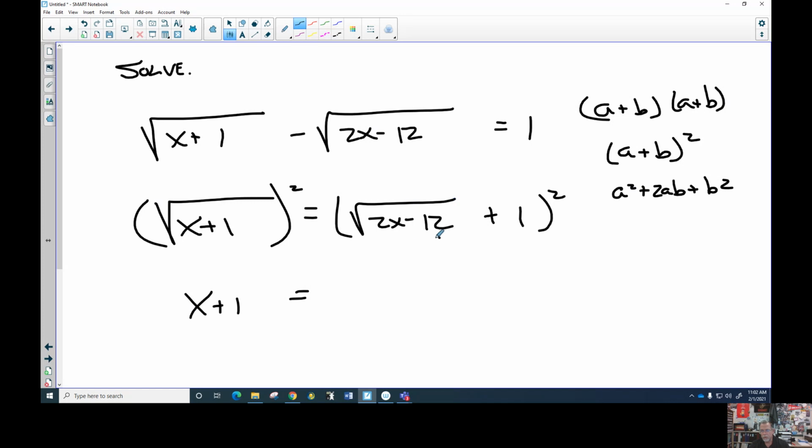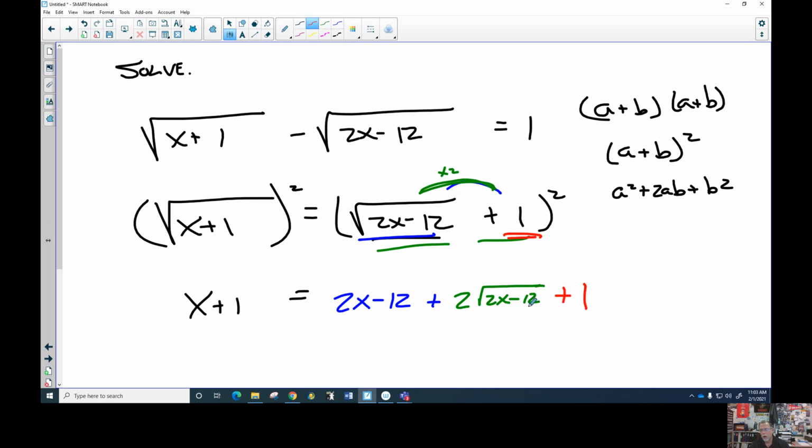A squared would be this first piece, this here, squared. Well, that squared is 2x minus 12. And then we've got a plus in between here, so we're going to have plus next. And then we'd have twice the product of these two. I should do that in another color. It's going to be twice the product of this and this. All right, that times 2. So we would have 2 root 2x minus 12. And then we would get finally this thing squared, so plus 1.